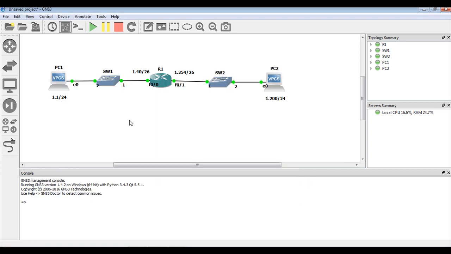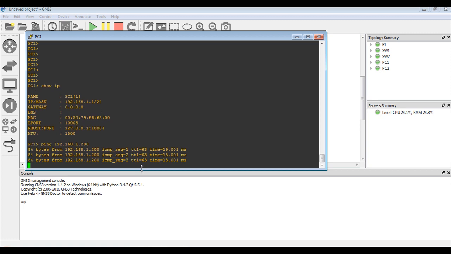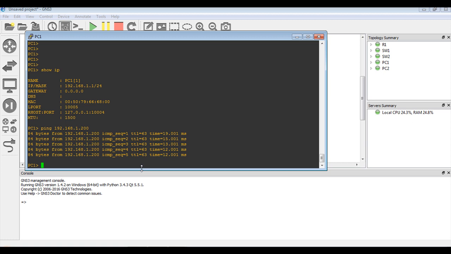Can this host, PC1, now communicate with this host, PC2, while this router is in between? Let us see. If we issue a ping to the address 192.168.1.200, which belongs to PC2, then we see the replies coming, so there is successful communication between the two hosts.